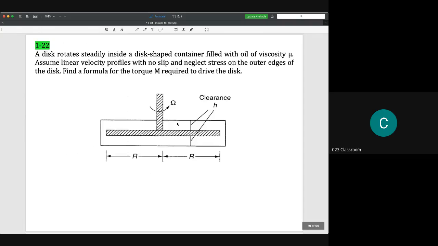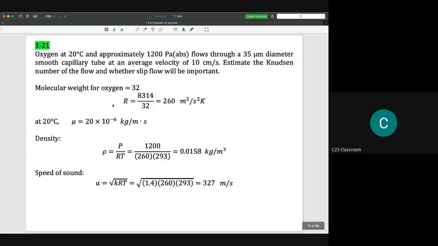Okay, I think I stop here. We go for equation 1.21. Let's say we have oxygen at 20 degrees Celsius and approximately 1200 Pascal, absolute. Please be careful because in measuring pressure, we have two types, whether you present the value of pressure in gauge pressure or in absolute pressure.